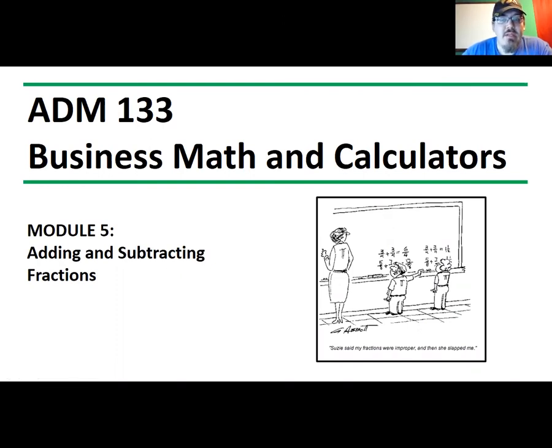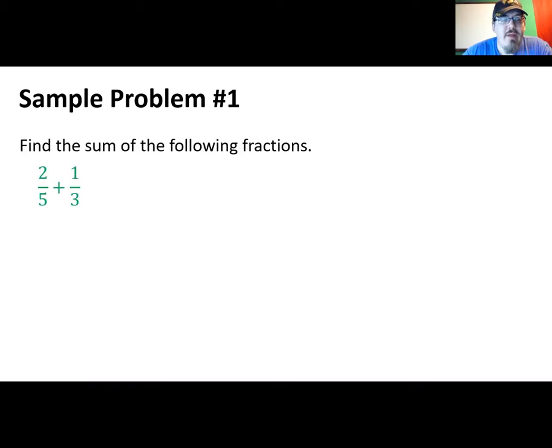The first problem we'll look at is just a basic addition problem. What we want to do is find the sum. Again, remember from before, we know that the word sum means addition. So we're going to add 2/5 and 1/3. When it comes time to solve an addition problem involving fractions, you have to have a common denominator. That's probably the biggest rule that you've got to remember. You've got to have a common denominator.